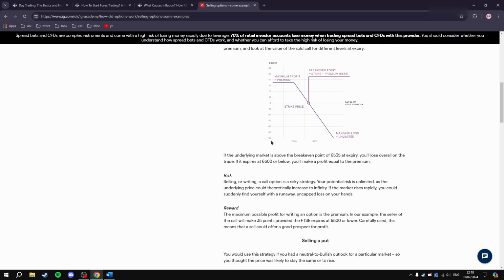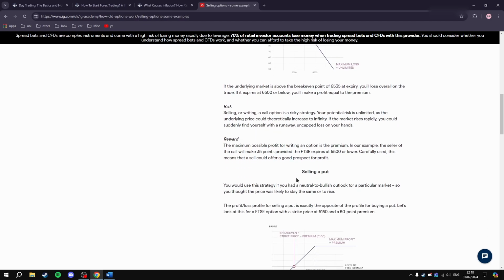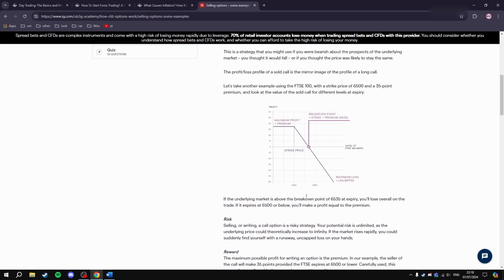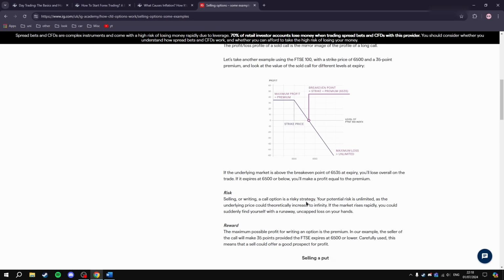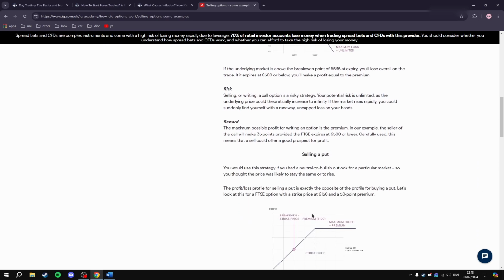Selling a call option has unlimited potential risk, as the underlying price could theoretically increase to infinity. So if the market rises rapidly, you could suddenly find yourself with a runaway uncapped loss on your hands. For the reward, the maximum possible reward for writing an option is the premium. So the seller of the call will make the premium provided the underlying asset expires at the strike price or lower. Carefully used, this means that selling could offer a good prospect for profit.